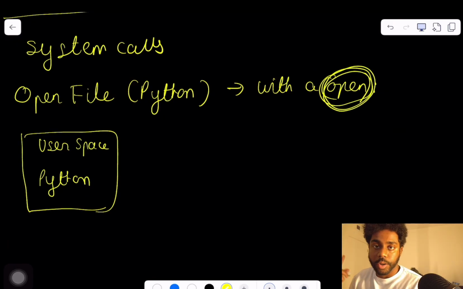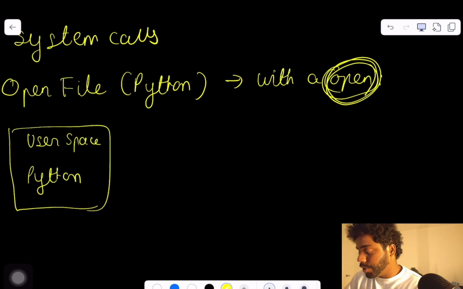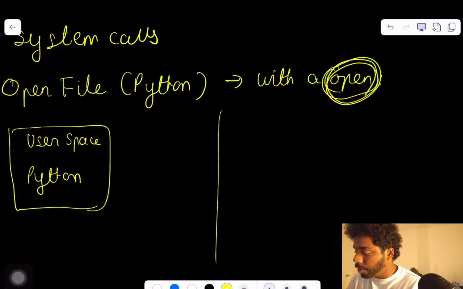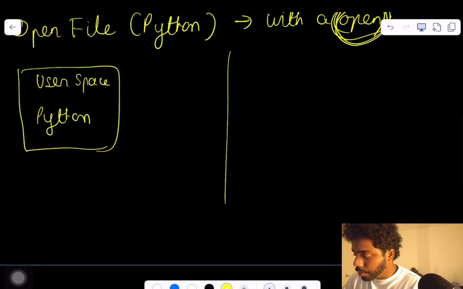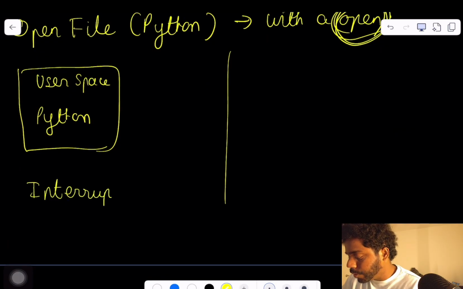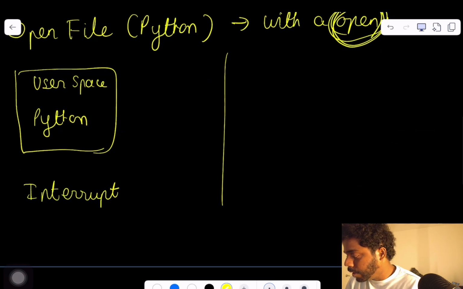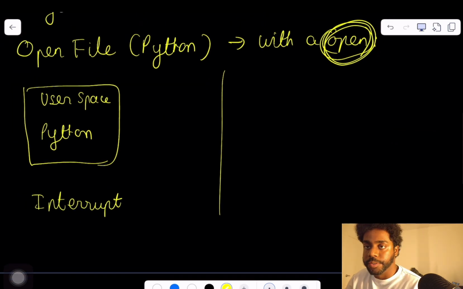What happens when it makes a call to open? The first thing that happens is it has to transition between the boundaries of the user space and the kernel space, right? So it does something called an interrupt. We'll not get into what an interrupt means in this video, but all that you need to remember is that whenever it wants to make a call to the kernel, the CPU sends an interrupt. It says, hey, user space, I now want to execute something that I need kernel level privileges for.